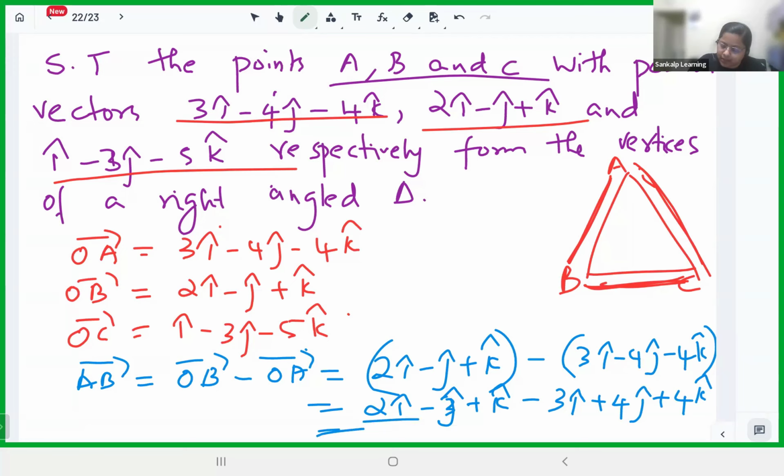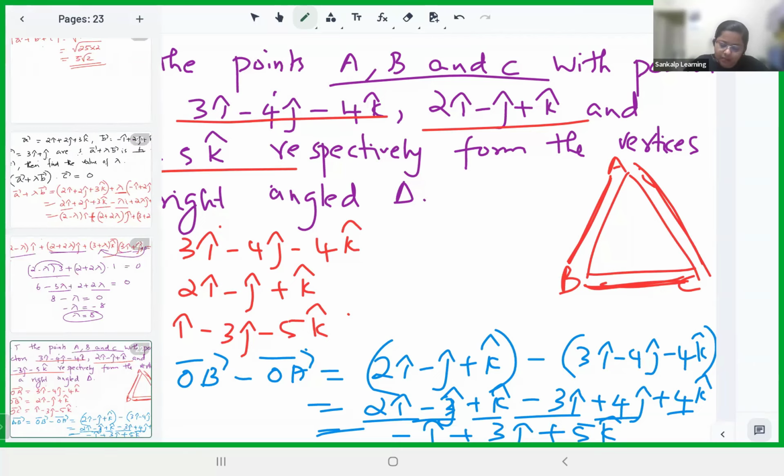That's it. 2 minus 3 is equal to minus i, then minus 1 plus 4 is plus 3j, right? 1 plus 4 is 5k. So what is the vector? Minus i plus 3j plus 5k is the vector AB.